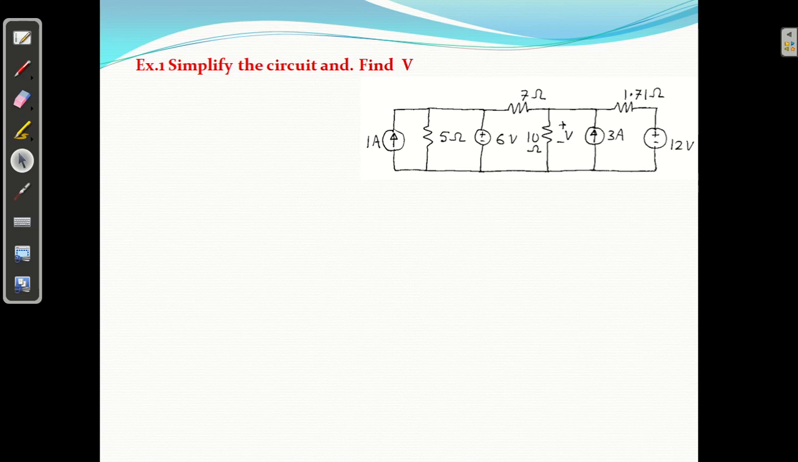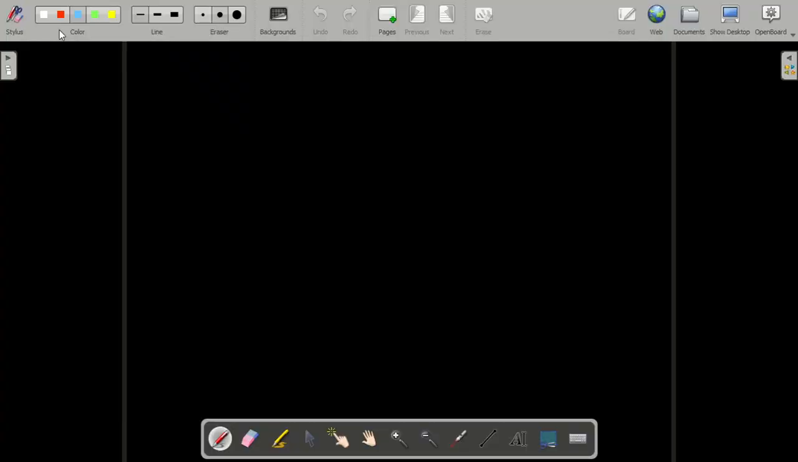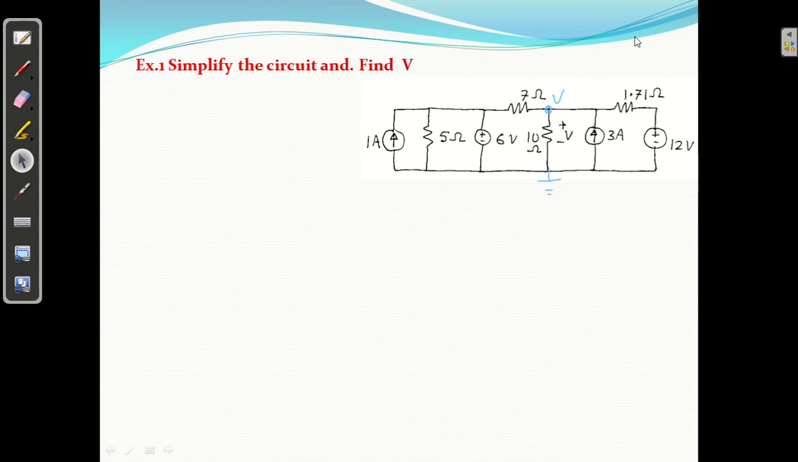Find the V. This is the voltage V. So this means if this point is connected to ground, the potential of this point is V. I am going to change the ink. Just wait. Okay. So this is the voltage we have to find.